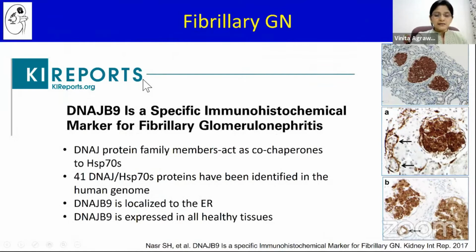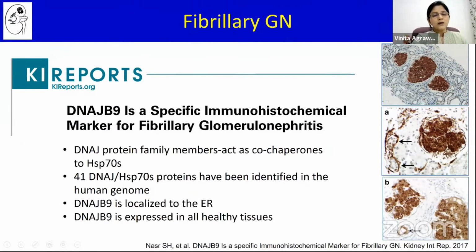Coming on to the other disease, that is fibrillary glomerulonephritis, which also appears as fibrils on ultrastructure and may be confused with amyloid, more so with the description of something like a congophilic fibrillary GN. So this is a new immunohistochemical marker which has come to the rescue, that is DNAJB9. You will be hearing more about it from Dr. Priya Alexander, who is also the co-author of the seminal article which described this immunohistochemical marker.